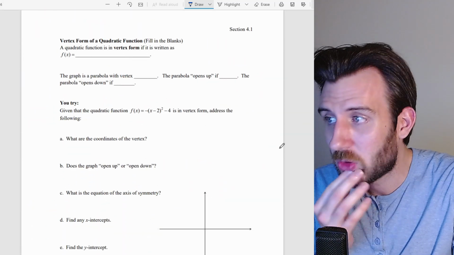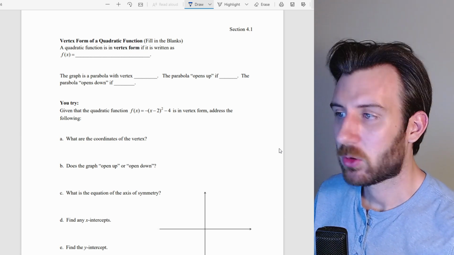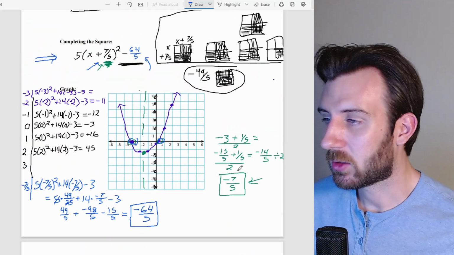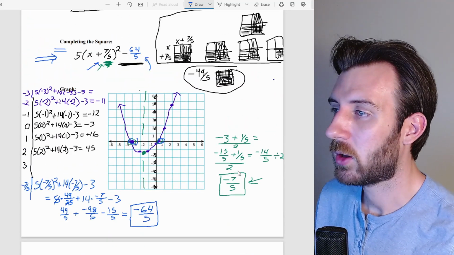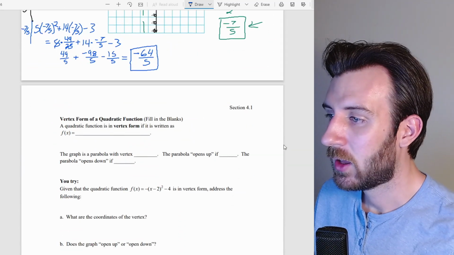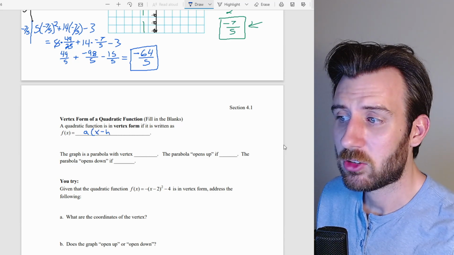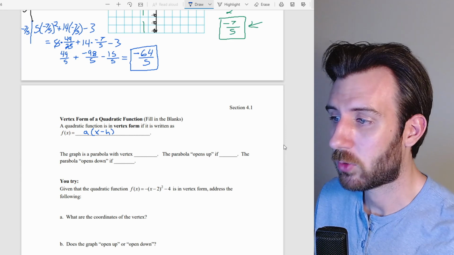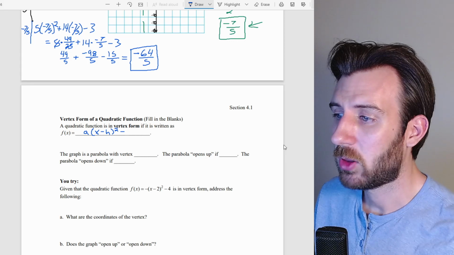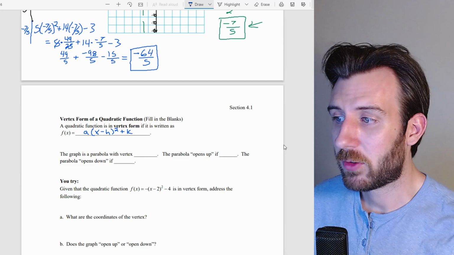Okay, so let's come down here and do a little bit of capturing. A quadratic function is in vertex form if it is written as, okay, so vertex form, that was the one that we were able to determine the vertex from. That was like this one right here. So we're going to try to talk about this one in a little bit more abstract terms. It's going to be written as f of x equals a times (x minus h) squared plus k, using the same notation we used when we were talking about transforming functions. And the graph of the parabola has the vertex. Where was that?